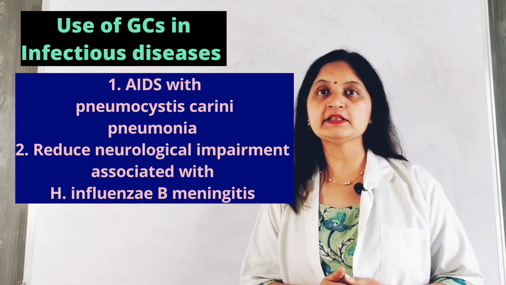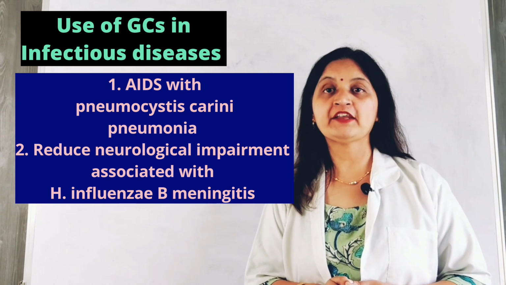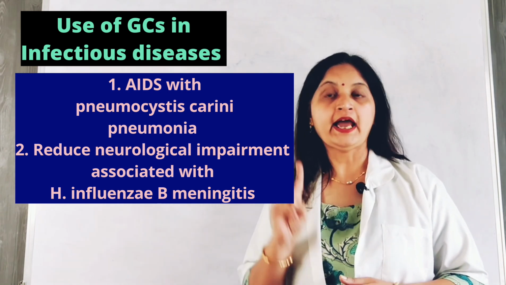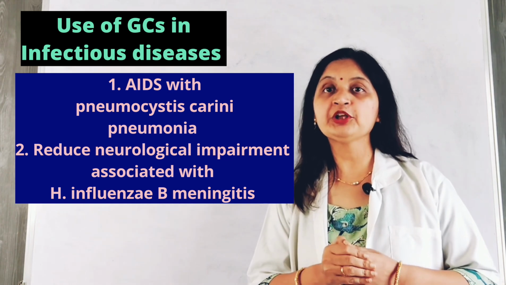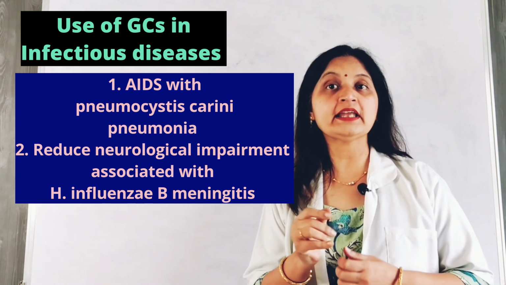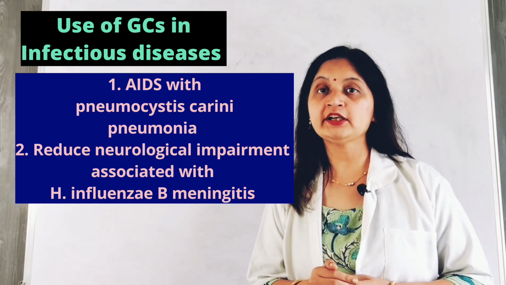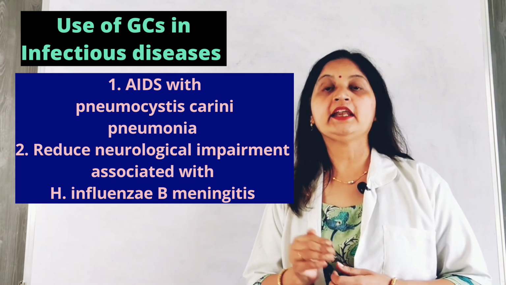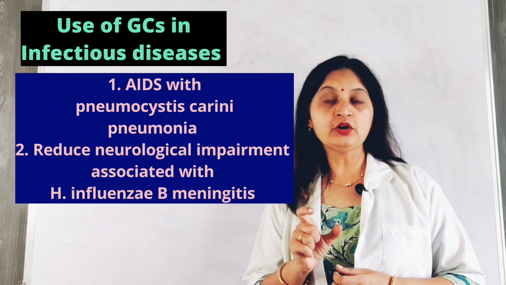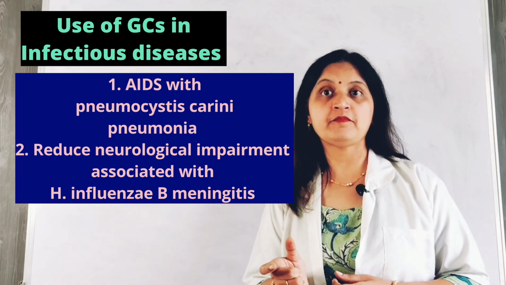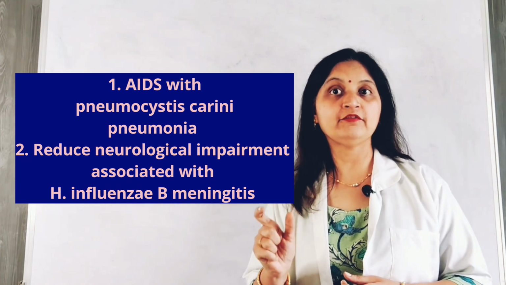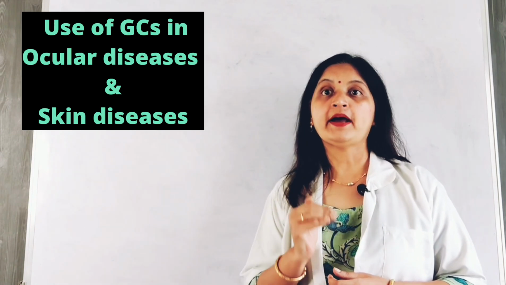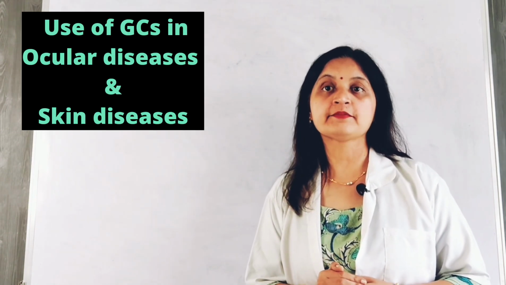Two such examples are that glucocorticoids are of benefit in AIDS patients with Pneumocystis carinii pneumonia, and the second example is that they reduce the incidence of neurological impairment associated with meningitis caused by H. influenzae B in infants and children. So neurological impairment is a complication of meningitis caused by H. influenzae B in infants and children, and this can be reduced by the use of glucocorticoids.